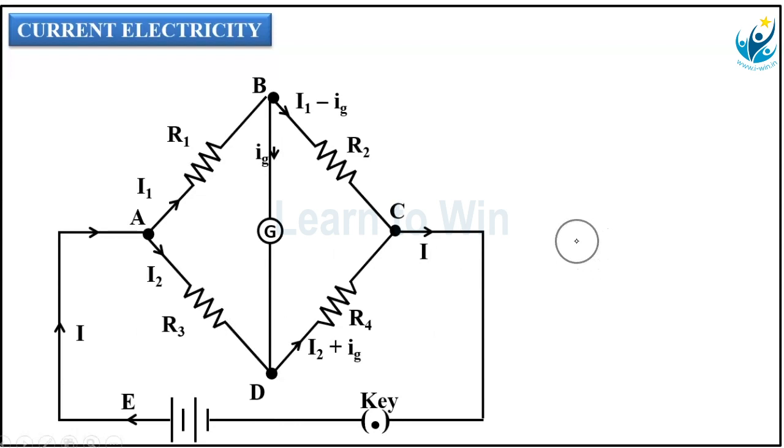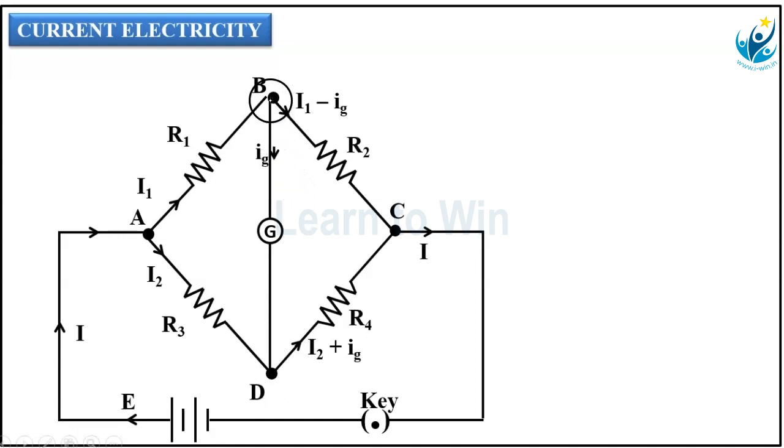This is the circuit. What is the principle of this Wheatstone's bridge? If 2 points maintain the same potential, we call them equipotential points. B point and D point are junctions. These two are the 2 points. If these two junctions B and D maintain the same potential, that is if VB is equal to VD, then current does not flow through the BD branch.